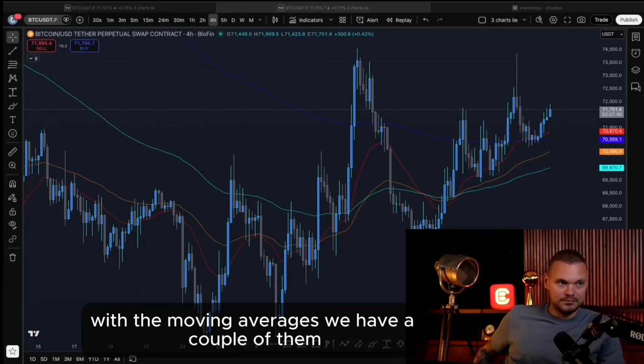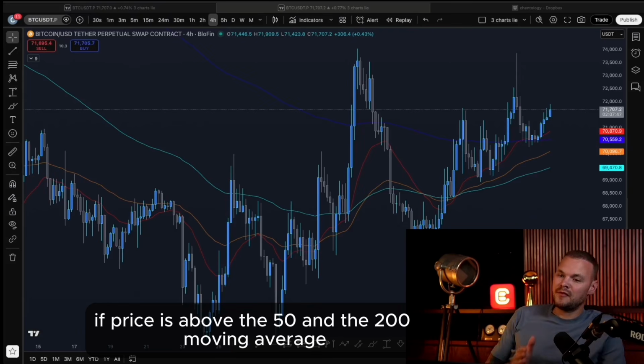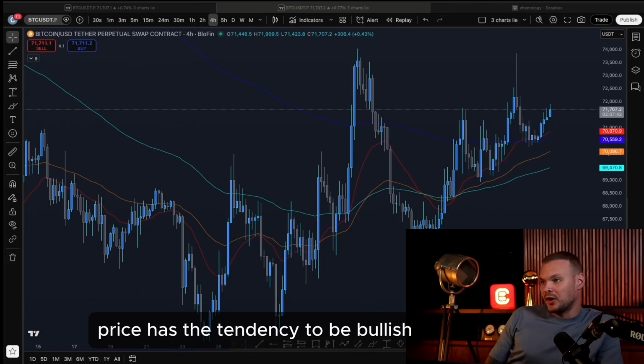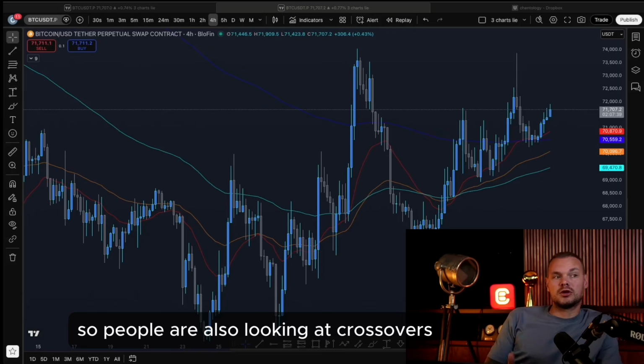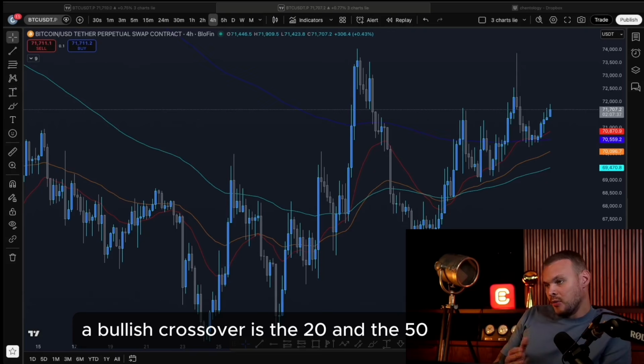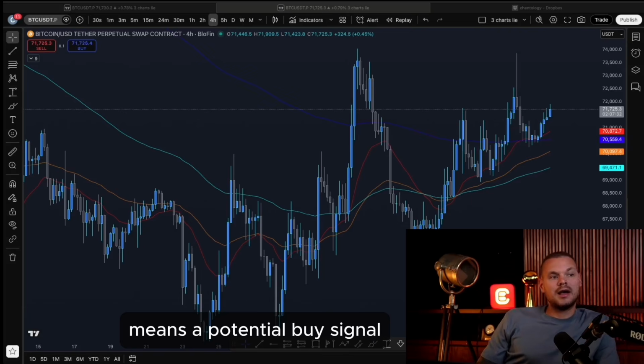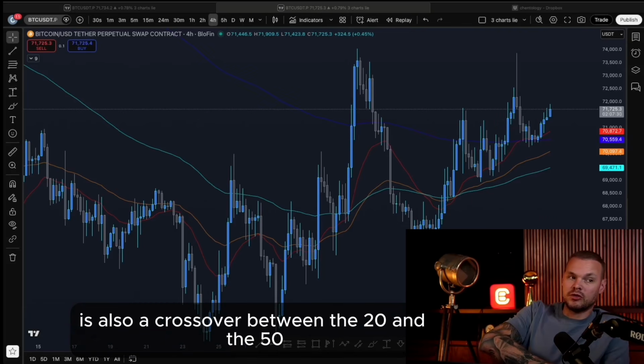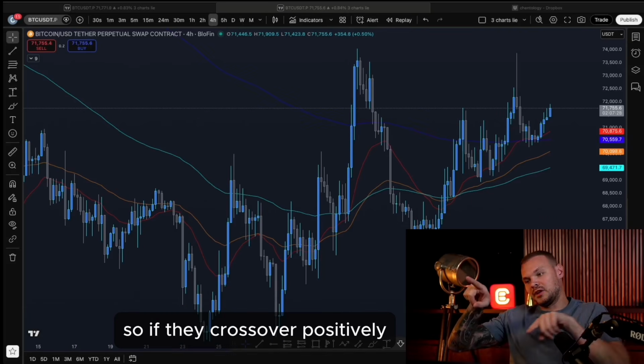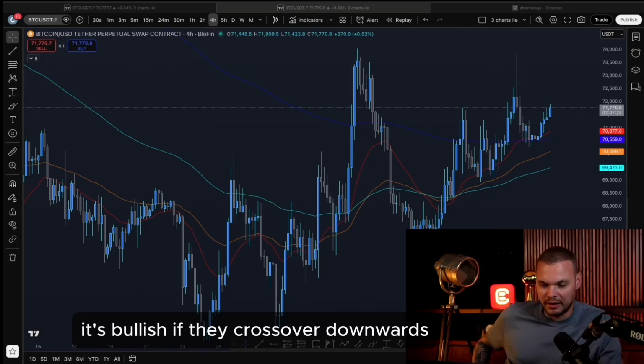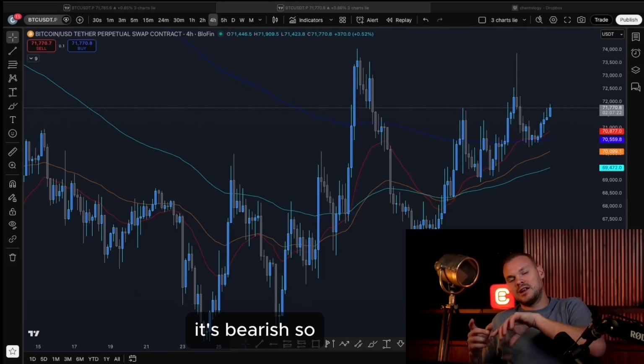What are popular strategies to use with the moving averages? We have a couple of them. If price is above the 50 and the 200 moving average, price has the tendency to be bullish. So people are also looking at crossovers. A bullish crossover is the 20 and the 50, means a potential buy signal, and a bearish is also a crossover between the 20 and the 50. So if they cross over positively, it's bullish. If they cross over downwards, it's bearish.